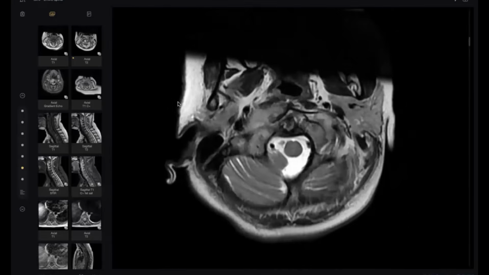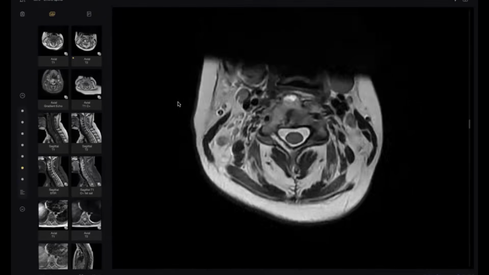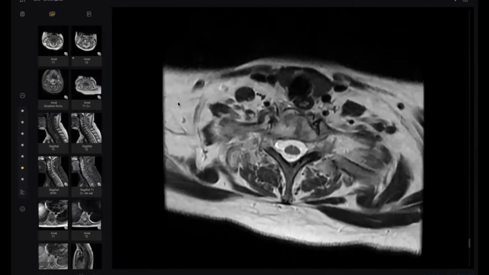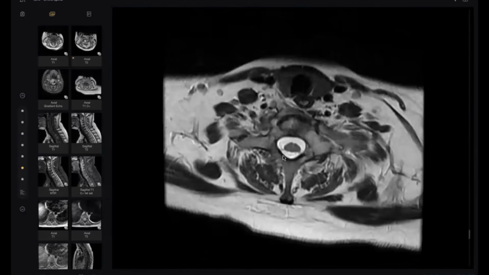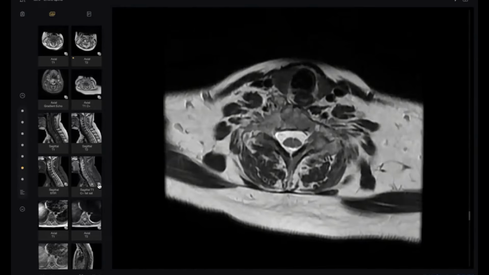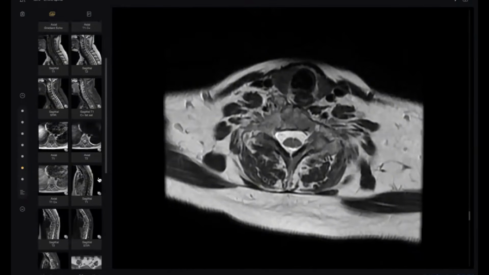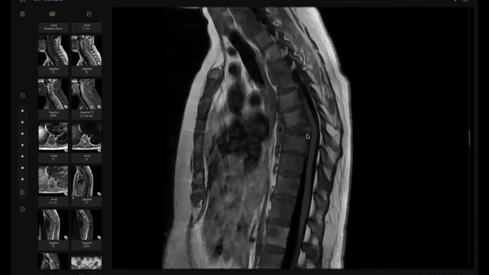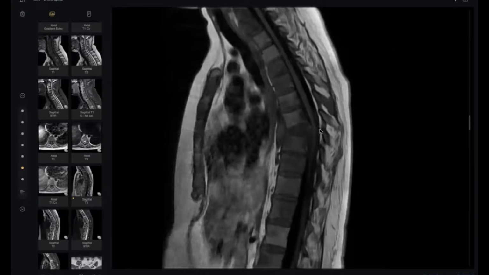Okay, we should look here down. The best, in my opinion, is the axial. Look, the thecal sac is completely convex. The cord, at least at this level, is not compressed. Okay, but the area of concern is this one, because Gibbus deformity is slightly or mildly indenting the cord here.